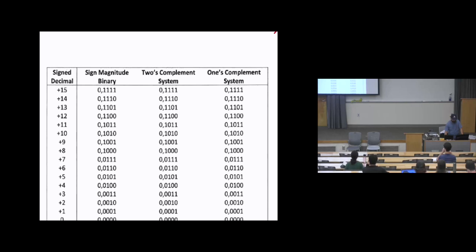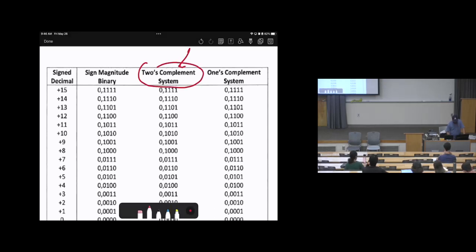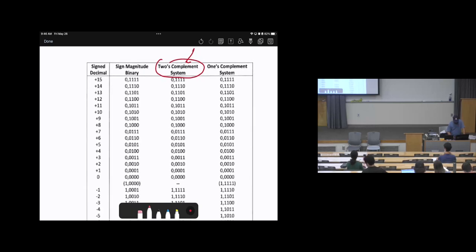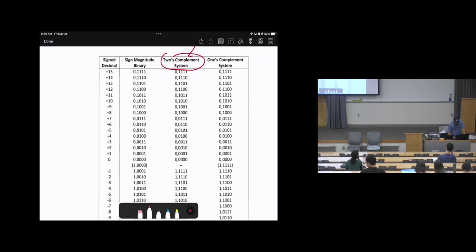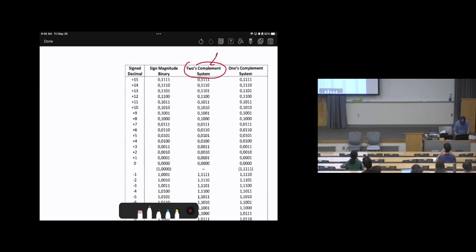There's the sign magnitude, the two's complement, and the one's complement system. We realize that the two's complement is the one commonly used in real life. Then the range for each number can be found depending on the number of bits, depending on the register. So look at the number of bits.